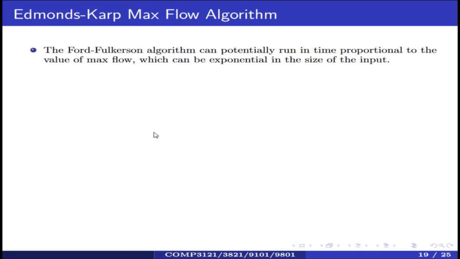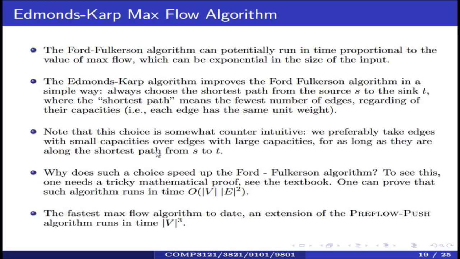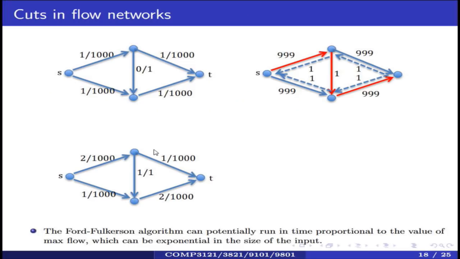Now, there are different ways to fix Ford-Fulkerson to guarantee polynomiality, and the most famous method is the Edmonds-Karp method. And the interesting thing about this method is that it is completely counterintuitive. It looks like the choices that it's making are completely opposite of what it should do. Namely, the algorithm says, in order to choose an augmenting path from S to T, choose the path of minimal length. Length is counted simply by the number of edges involved in that path.